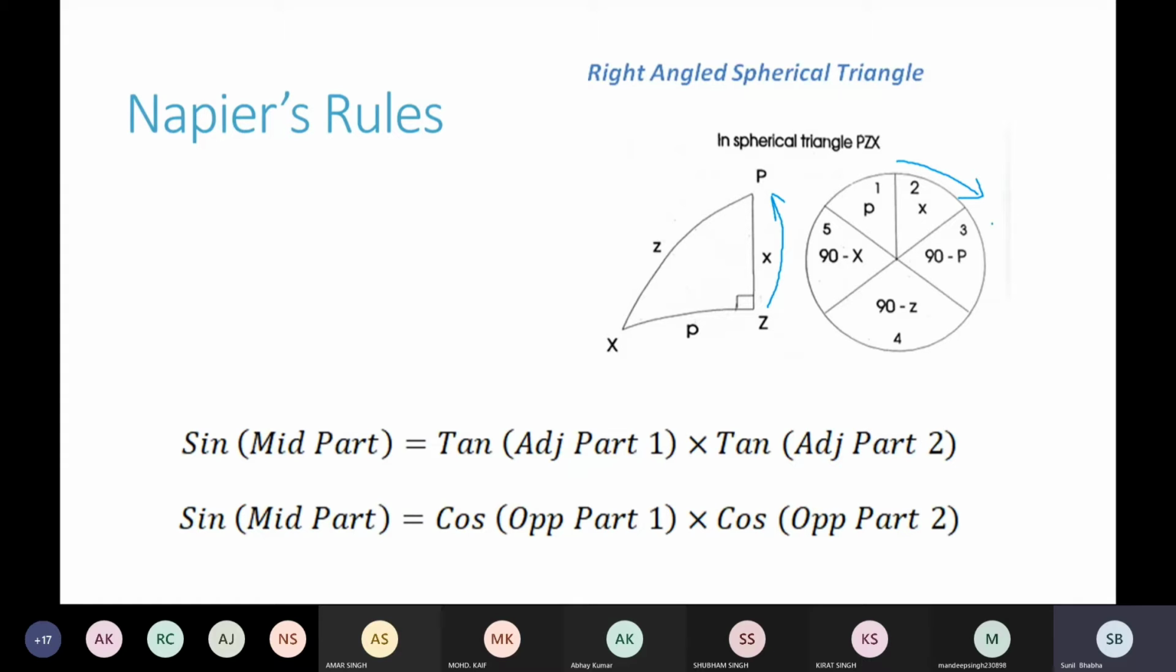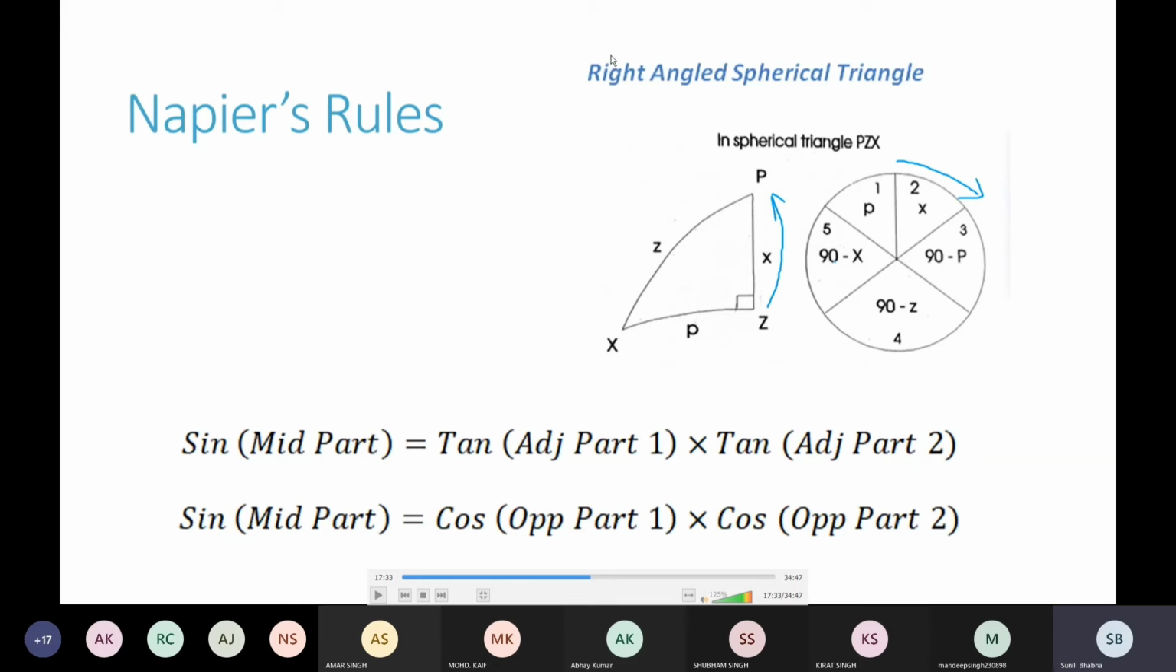So the bottom line is that whichever way you apply Napier's rule, you need to be really intelligent to make this wrong. Whichever combination you select, the filling up of the circular diagram is going to be correct always. Once this diagram is filled up, after this we apply Napier's formula.